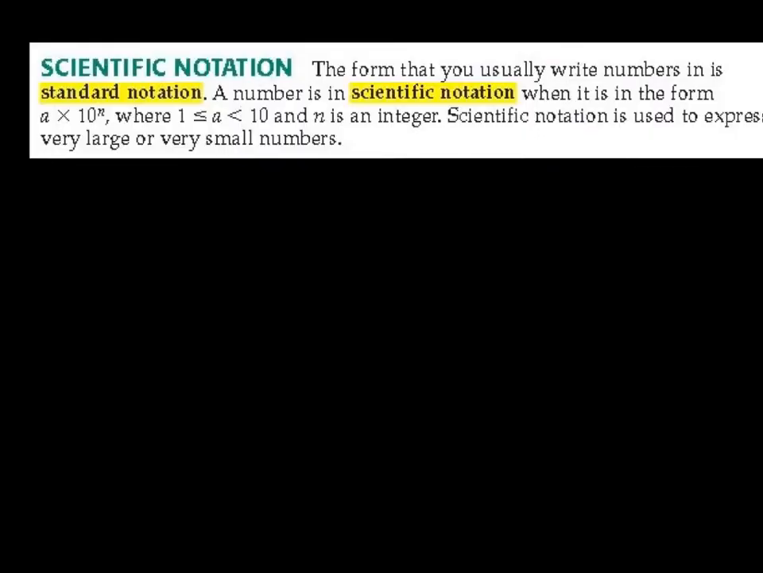The form that you usually write numbers in is standard notation. A number is in scientific notation when it is in the form a times 10 to the n, where a is between 1 and 10, and n is an integer. Scientific notation is used to express very large or very small numbers.